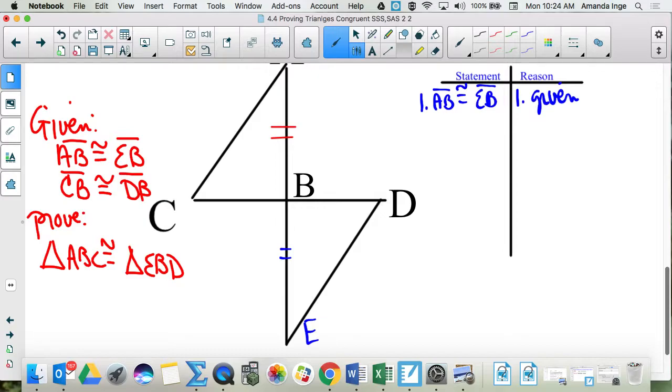And before I put the next given information up there, I want to look at this angle and that angle. That's angle ABC, and it is congruent to angle what? EBD. And what's the reason? Right, they're vertical angles. So vertical angles congruent.